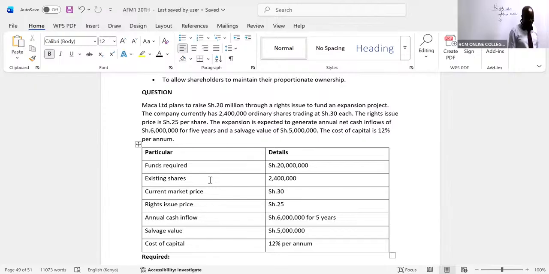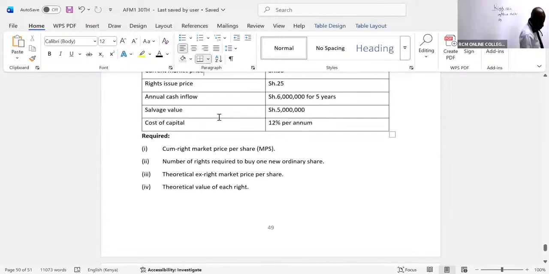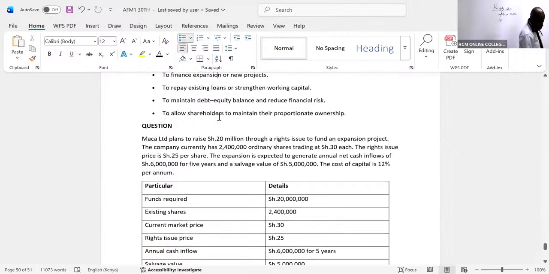Marker Limited plans to raise 20 million shillings through a rights issue to fund an expansion project. It is not in the past paper, it's in the handout that I've sent. If you don't have it, I'll summarize the figures. If you go to page number 49.